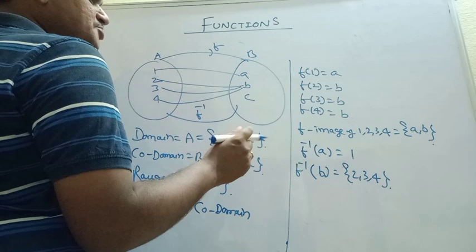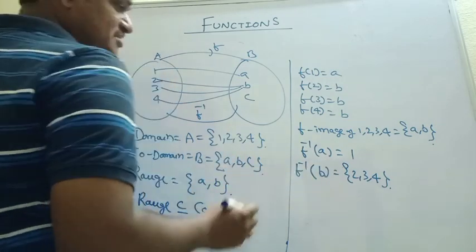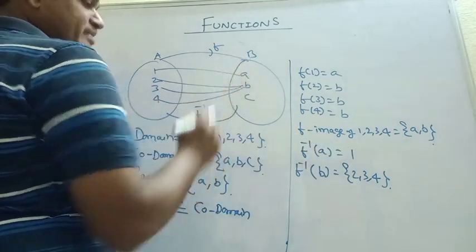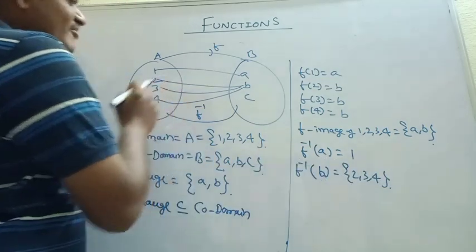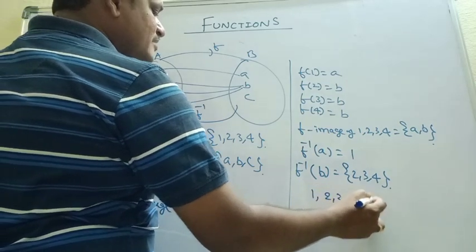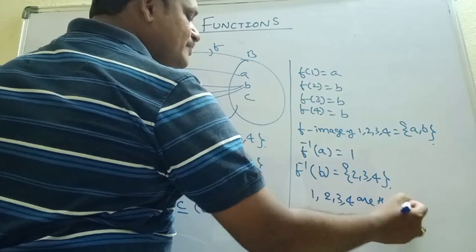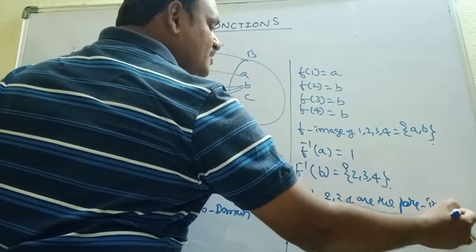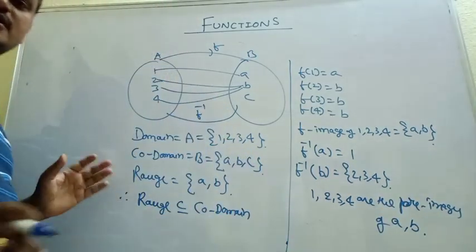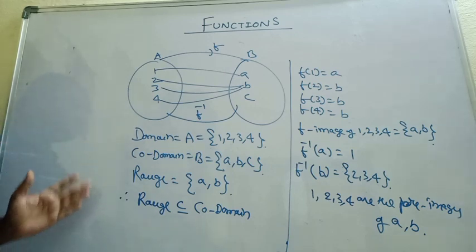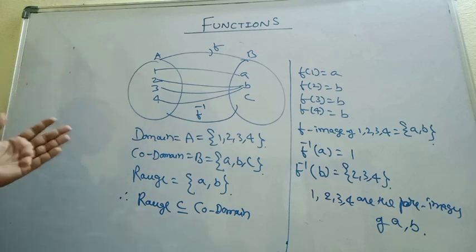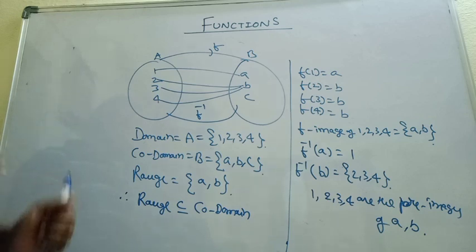My dear students, these 1, 2, 3, 4 are called pre-images. Here 1 is the pre-image of A, and 2, 3, 4 are the pre-images of B. So 1, 2, 3, 4 are the pre-images of A comma B. This is what we have understood: what is domain, what is codomain, range, that range is always a subset of codomain, and what you mean by image and pre-image. These things are very, very important.